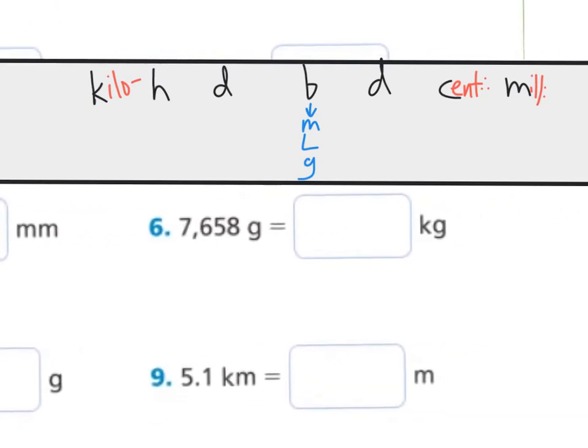And number 6, we've got 7,658 grams. We're trying to go to kilograms. So that would be going from grams to kilograms. So 1, 2, 3 places to the left we have to move. Starting at the end, 1, 2, 3 to the left would be 7.658 kilograms.